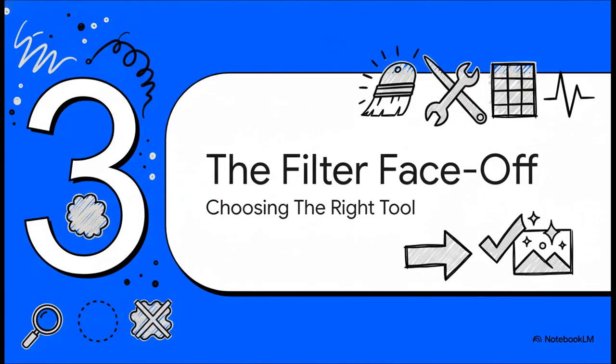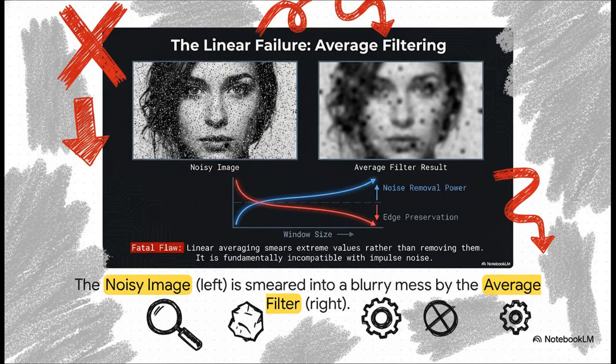Okay, now that we know how to identify the enemy, it's time to pick our weapon. It's time for the filter face-off, where we figure out which tools can actually get the job done and which ones, well, can't. All right, first to the plate is the average filter. The idea is simple. It looks at a pixel and its neighbors and just averages them all together. But as you can see, when it comes up against that extreme salt and pepper noise, it's a total disaster. It doesn't get rid of the spots, it just smears them into these ugly gray blobs, a complete failure.